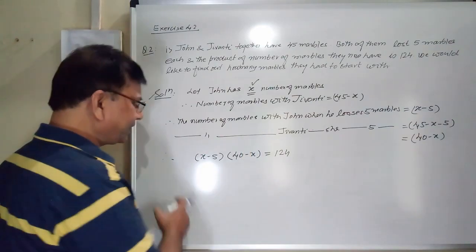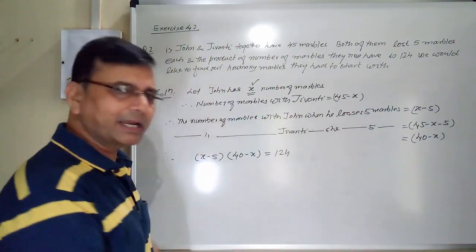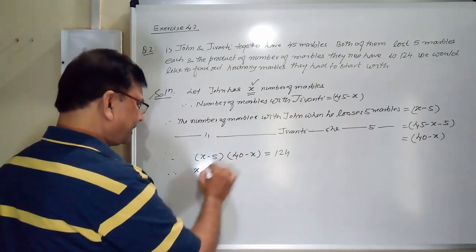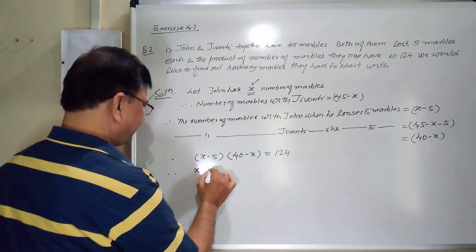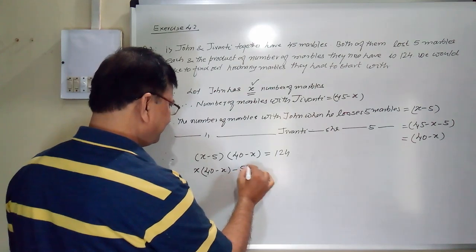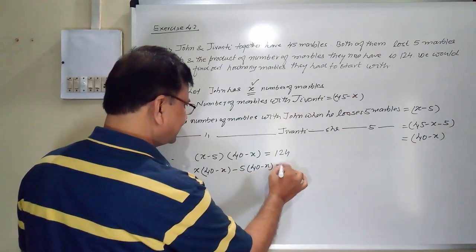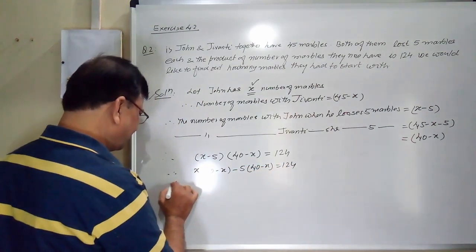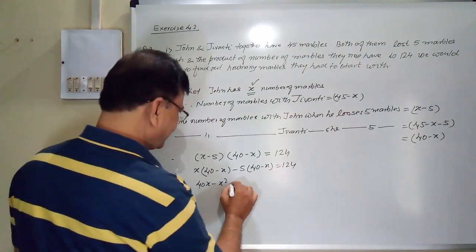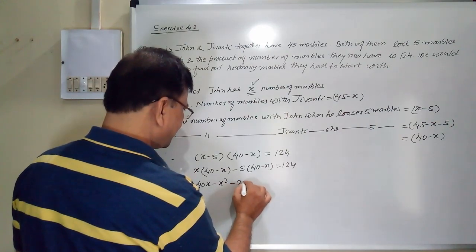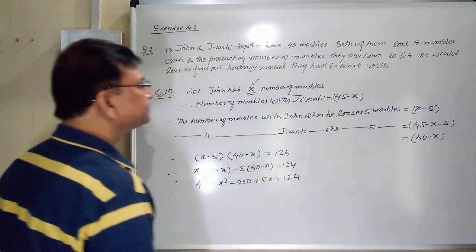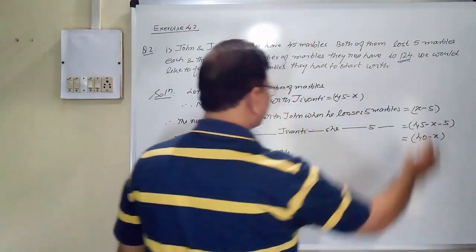So we will simply look at it and we will multiply. Now what kind of equation we are getting, we will see. So we just multiply. This can be written as X multiplied by 40 minus X, again minus 5 times 40 minus X, that is 124. Now we will multiply, so it will be 40X minus X square minus 200 plus 5X, that is equal to 124.